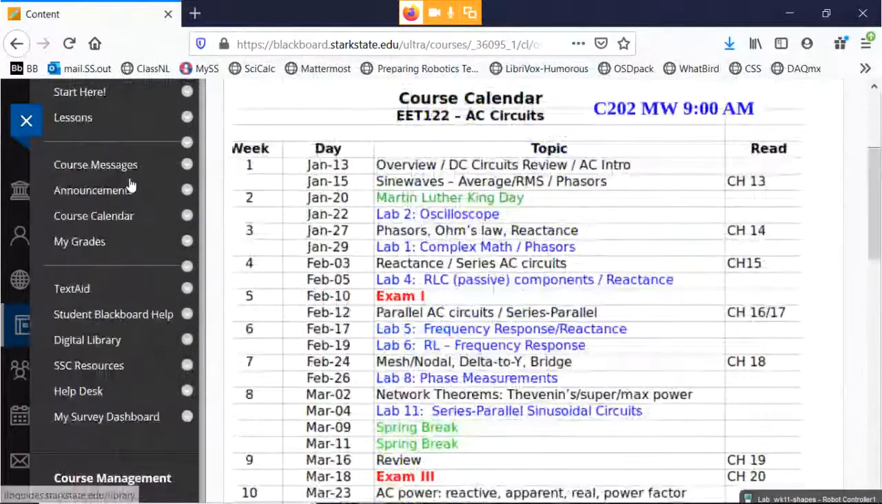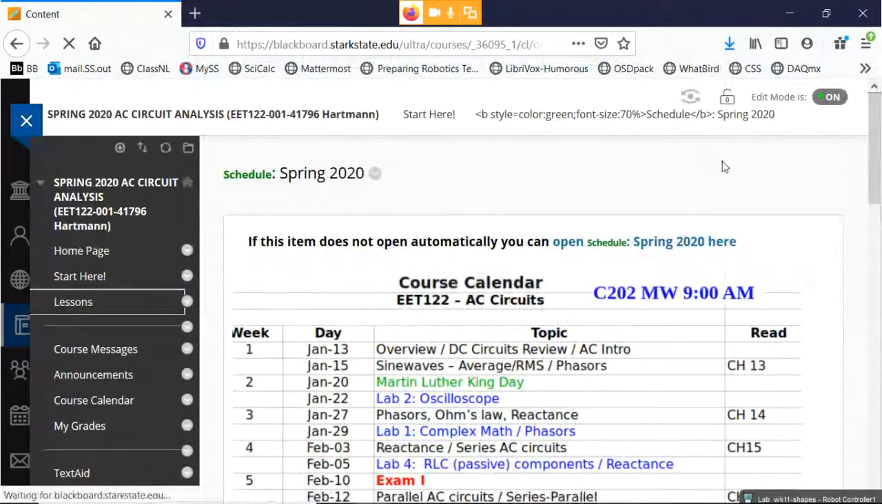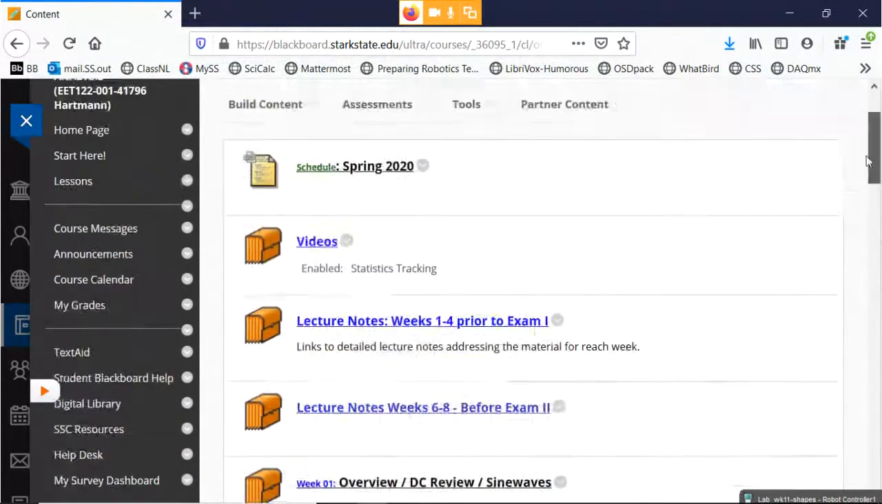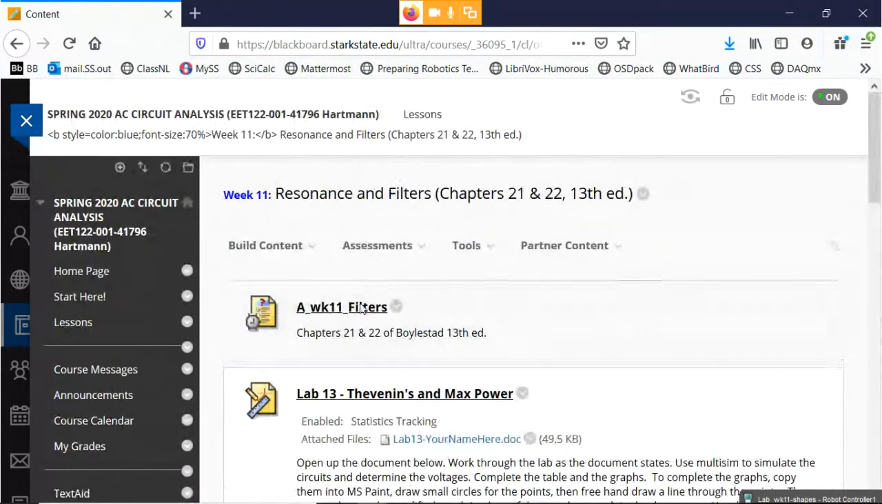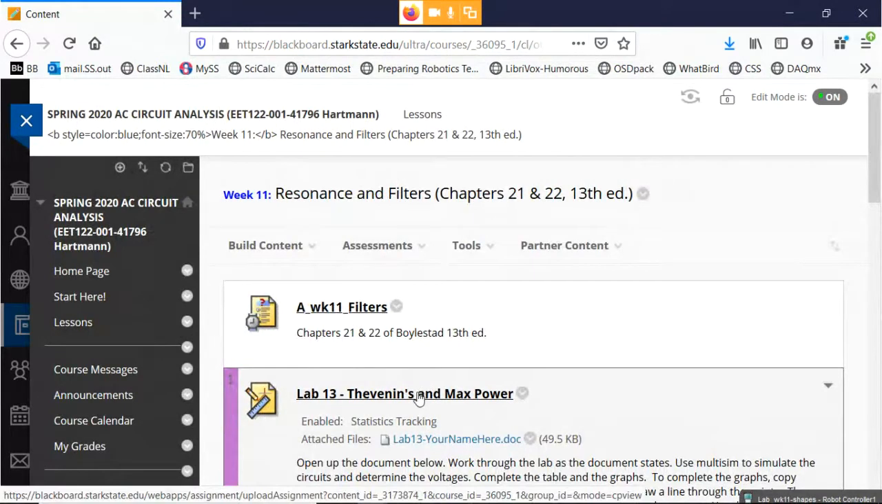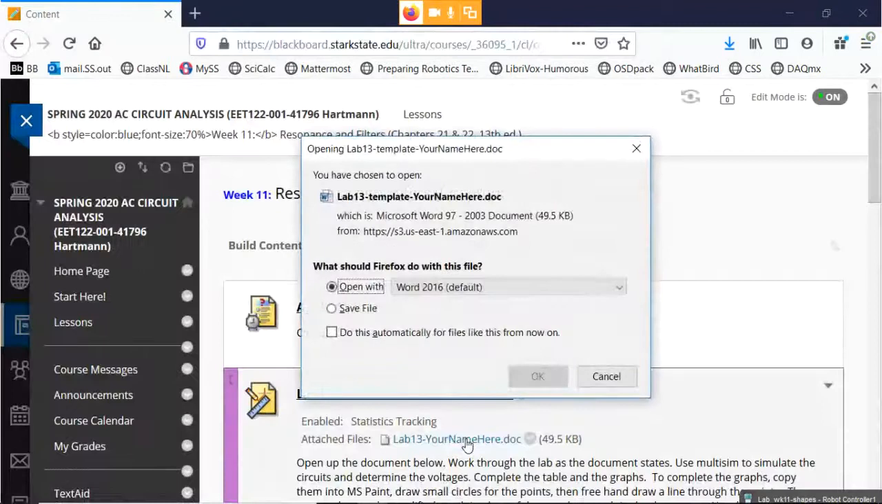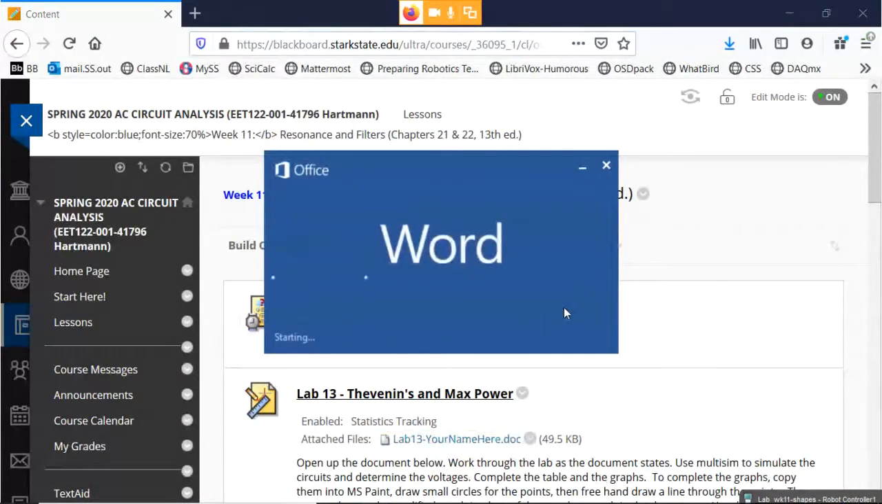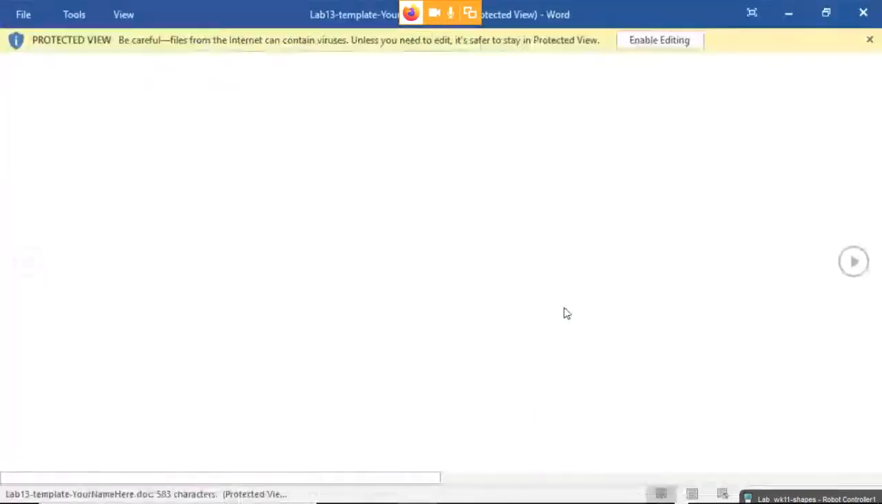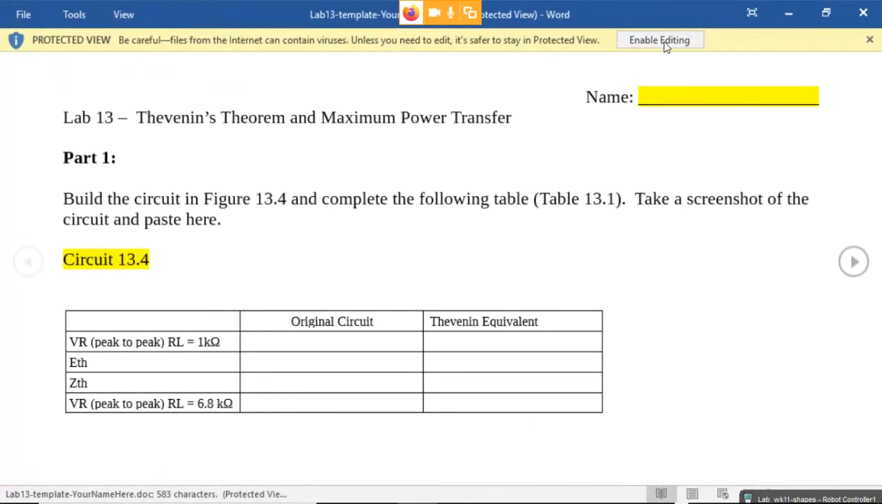Okay, if we log into Blackboard and go under lesson, we're in week 11 here. Okay, so I'm going to scroll down to week 11, and what I've done is I've uploaded a document file here. All right, so here is this document. It says Lab13, your name here. So I'm going to click on this document and open it with Word. And what I did, okay, in this document, as you're going to see here, we need to click on Enable Editing here.